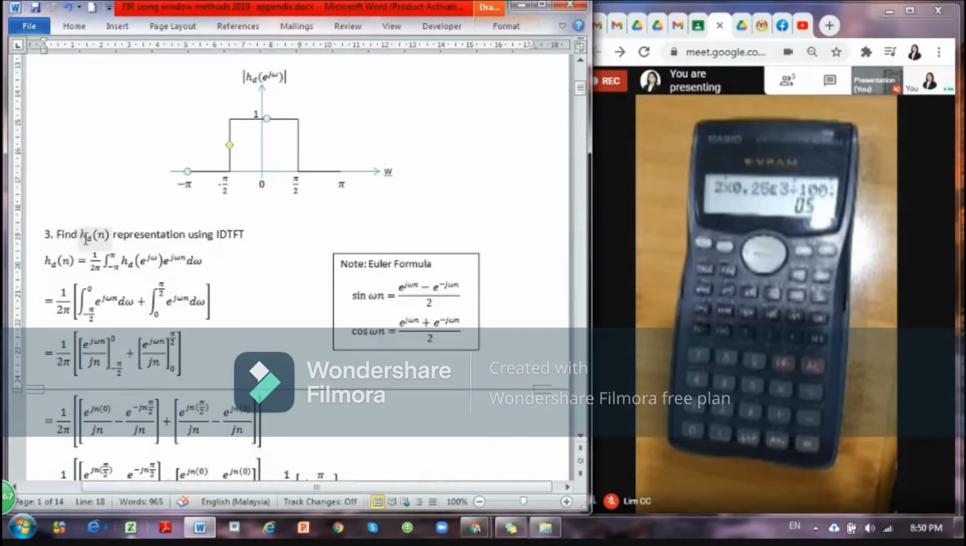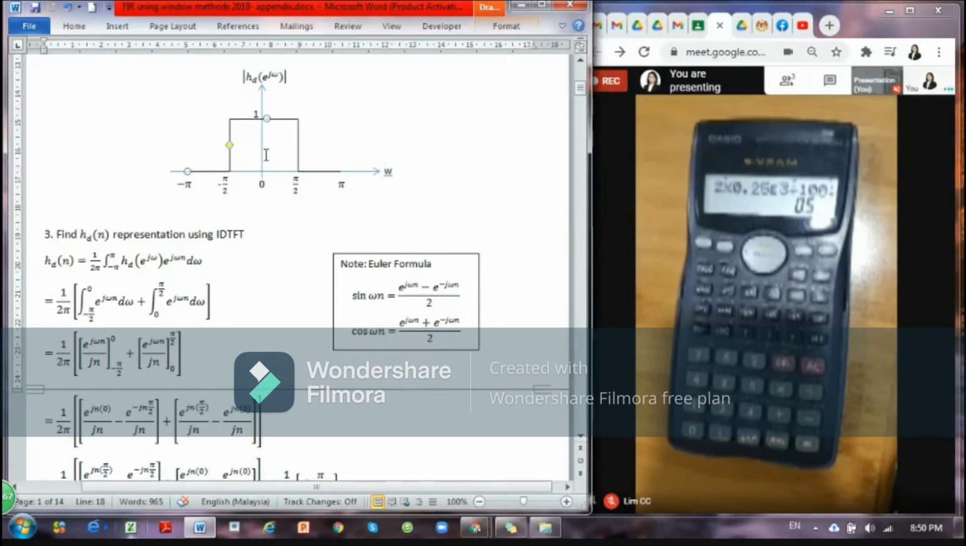Step number 3, we have to find the h(n) representation using the IDTFT, inverse discrete time Fourier transform. So h(n) equals the formula of discrete time Fourier transform: 1 divided by 2 pi, integrate from negative pi until pi, Hd exponential j omega, multiplied with our exponential j omega n d omega. Now we know that the value from negative pi until negative pi divided by 2 is 0, and from pi divided by 2 until pi also is 0. So we don't have to consider these two parts.